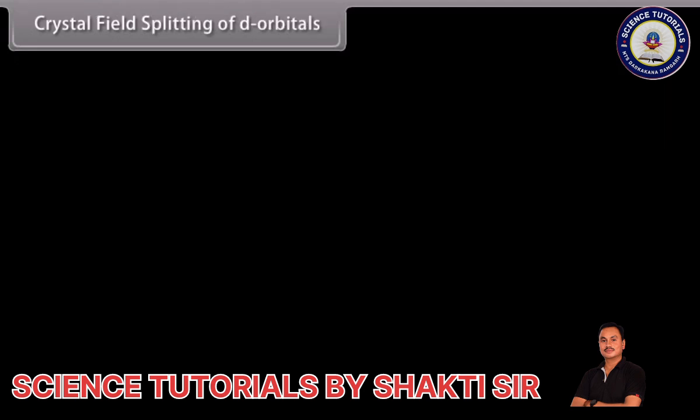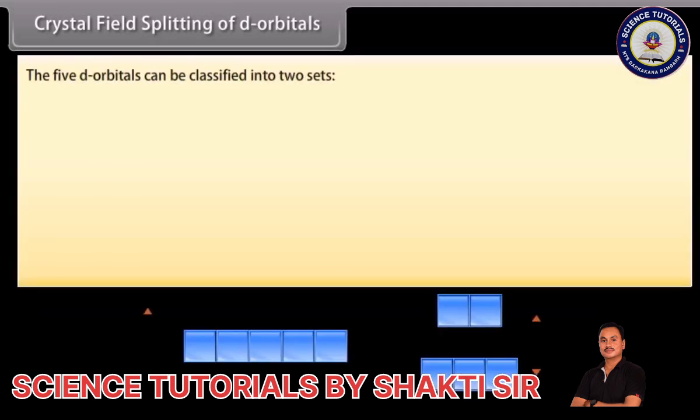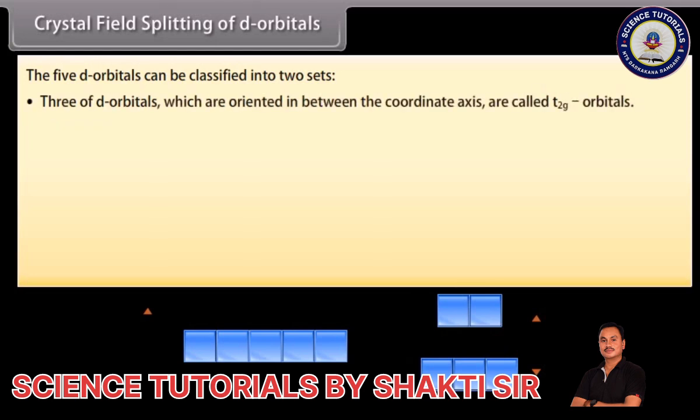Crystal field splitting of d orbitals. The 5 d orbitals can be classified into 2 sets. 3 of the d orbitals which are oriented in between the coordinate axes are called t2g orbitals. The other 2 d orbitals oriented along the axis are called eg orbitals.